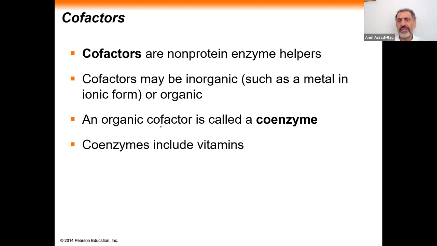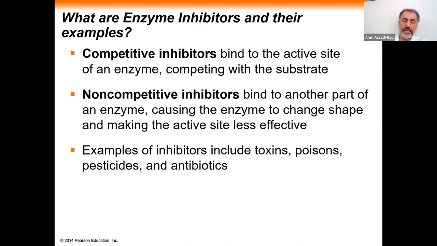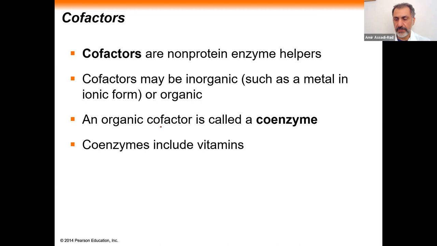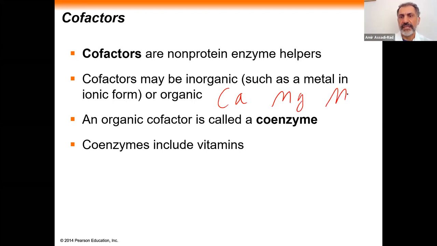Cofactors are non-protein helpers. Cofactors can be inorganic molecules such as metals. An organic cofactor is called a coenzyme, and coenzymes include vitamins, while cofactors are usually metals. Anyhow, there are a lot of examples when you take enzymology. Your textbook stayed away from it. I would like to talk about it, but anyhow, let's move on. The metals like calcium, magnesium, and manganese are very good examples. Maybe I should talk about it. So cofactors like calcium, magnesium, manganese, these are the three I mentioned.